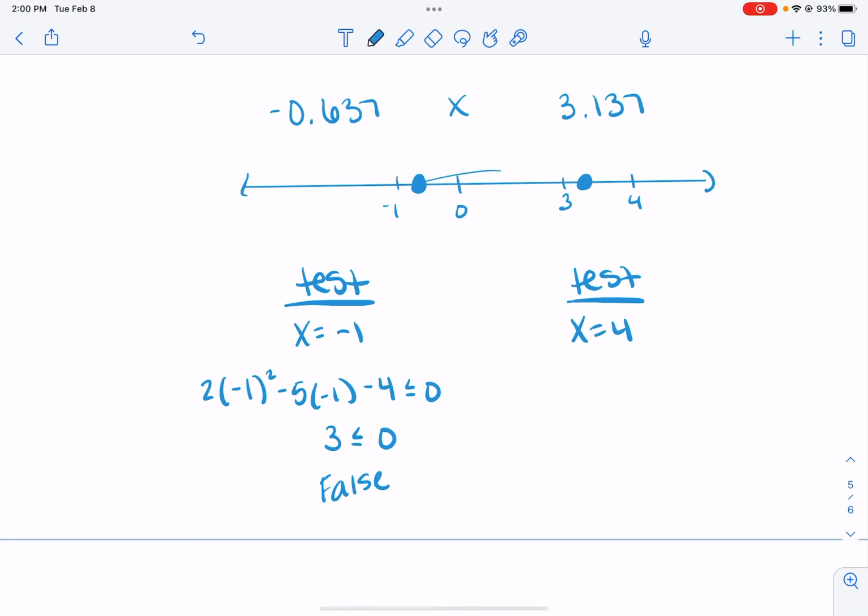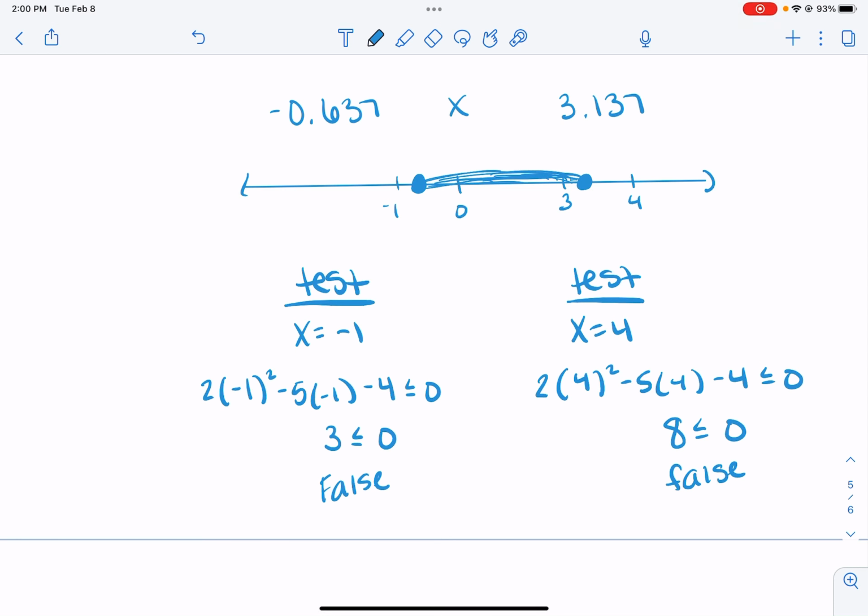So that tells me we need to shade away from that point, which is this way. And then we've got 2 times 4 squared minus 5 times 4 minus 4 is less than or equal to 0. So 8 is less than or equal to 0. That's also false. So that tells me we'll also shade that way, which tells me that my signs look like this.